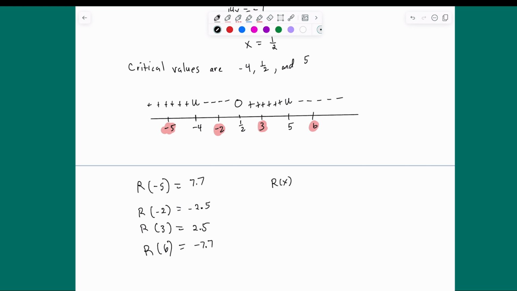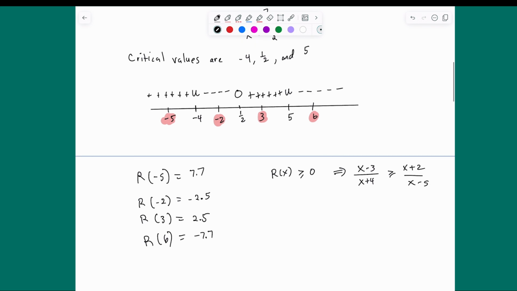We wanted to solve the related equation, R of x greater than or equal to 0, which in turn, that solution set would imply the solution of x minus 3 over x plus 4 greater than or equal to x plus 2 over x minus 5. The solution of our related rational inequality is equivalent to the solution set of the original inequality. So what this just means is we're looking for where this is positive or 0.